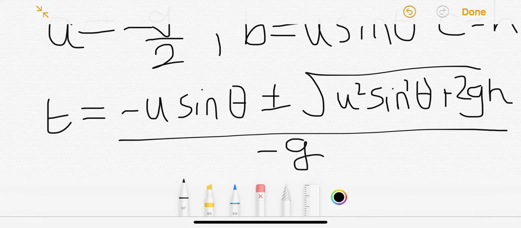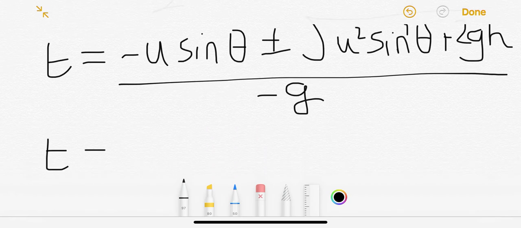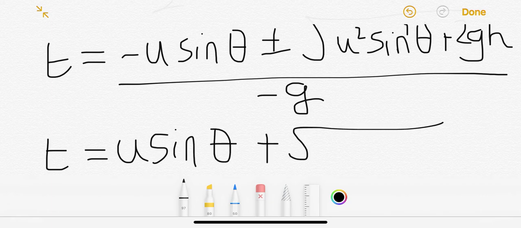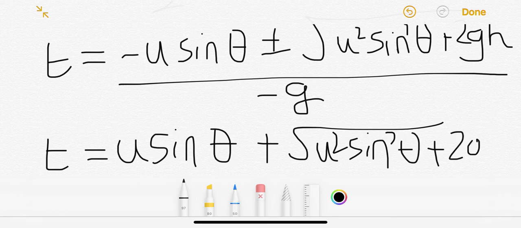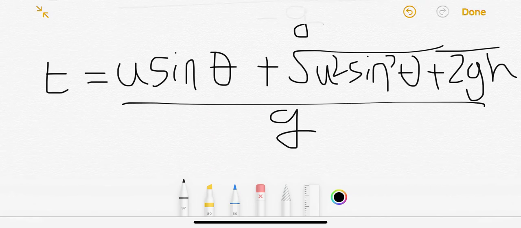So that is our value of t. One of those is going to be positive, one of those is going to be negative. If we look, actually, we're dividing by negative g, so actually we want the numerator to be as large as possible. So the t that we're interested in is going to be t equals minus u sine theta minus the square root of that thing, divided by minus g, or actually divided by negative 1, you get t equals u sine theta plus the square root of u squared sine squared theta plus 2gh, all over g. And that's our value of t.